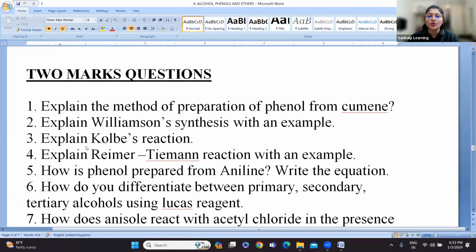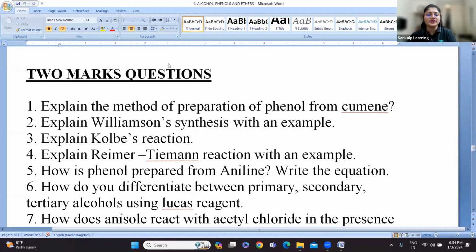Then we have discussed what is Kolbe's reaction, right? We have discussed Kolbe's reaction also. So in Kolbe's reaction, what are we doing, students? We have discussed this, right? Can you tell me, what is the final product in Kolbe's reaction?